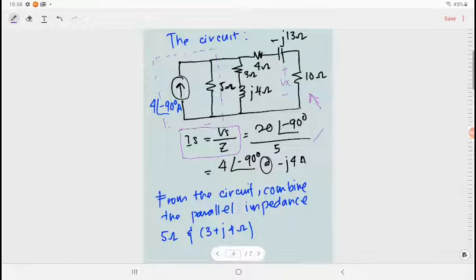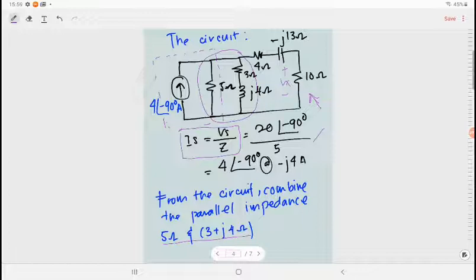So if you see, this circuit is not simplified yet. In this circuit you can see 5 ohm is parallel with 3 ohm and j4 ohm over here. So therefore, we can combine these parallel impedances, 5 ohm and 3 plus j4 ohm, to simplify the circuit. Our purpose is actually to simplify the circuit, so our calculation can be much easier, right?